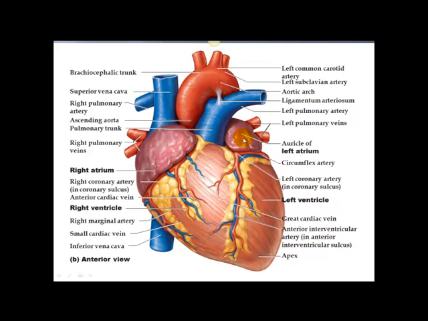Then you go from the left atrium to the left ventricle, and then you go out the aorta, which carries blood to the rest of the body. So we'll be tracing that here in just a second. This is your external anatomy of your heart.